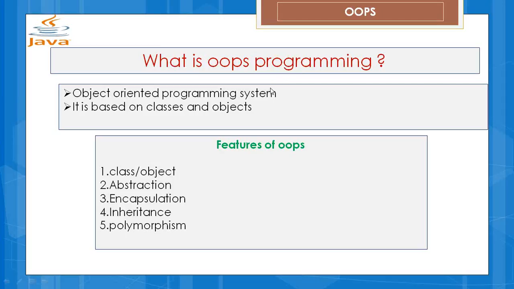What is OOPS programming? OOPS stands for Object Oriented Programming System. It is a structure on which Java is based. So Java is an Object Oriented Programming Language, and it is based on classes and objects.